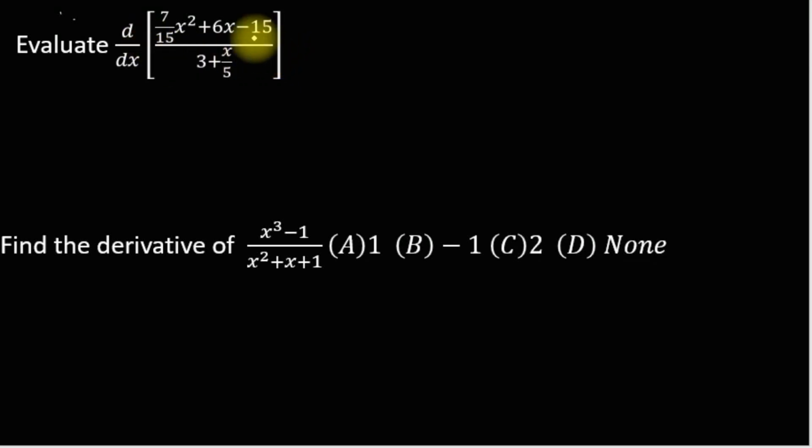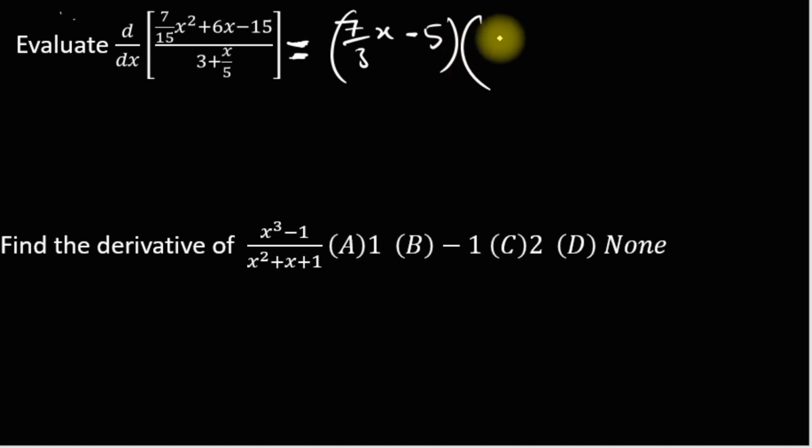We're asked to evaluate the derivative of this. We cannot just start using quotient rule here, because I'm saying something. I'm saying that this is 3 plus x over 5, and we can factorize this. If you could remember, to factorize this could be written as 7 over 3x minus 5. And this is 3 plus x over 5. So x over 5 plus 3, x over 5 plus 3, they are the same.